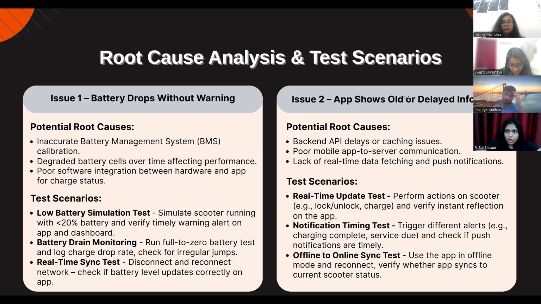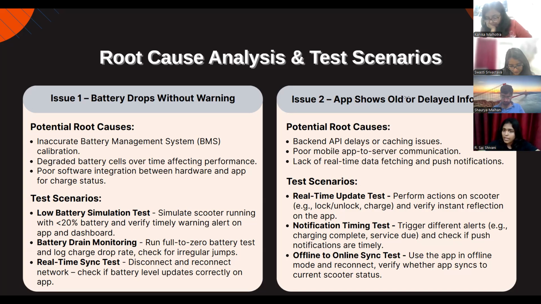The potential root cause for this could be inaccurate battery management system calibration. Maybe the battery is something else, and on the app, on the display, we are getting some other value. Degrading battery cells over time affecting the performance. Poor software integration between hardware and the app for the charging status. Like I said, maybe the charging status is something else, and on the app or the dashboard that we are having, some other values are displayed.